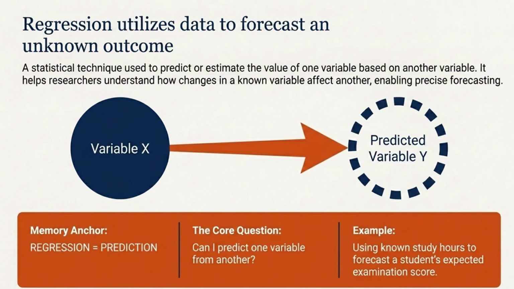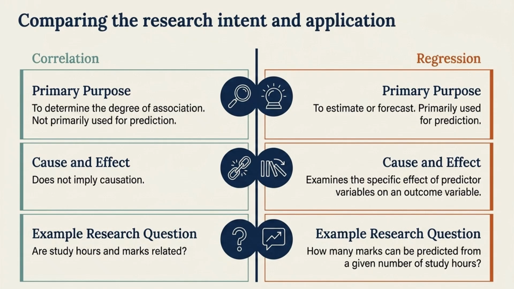On the other hand, regression is a statistical technique used to predict or estimate the value of one variable based on another variable. It helps researchers understand how changes in one variable are associated with changes in another variable and enables forecasting. Therefore, we can simply remember regression equals prediction or forecast. Regression answers the question, can I predict one variable from another? In the same example, regression uses known study hours to predict a student's expected examination score.